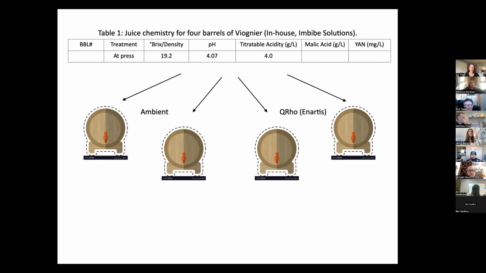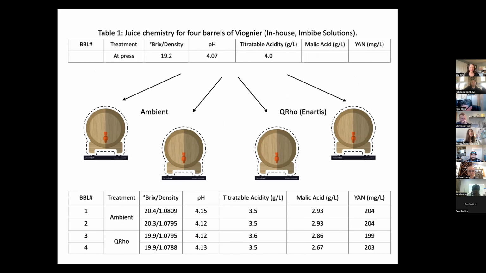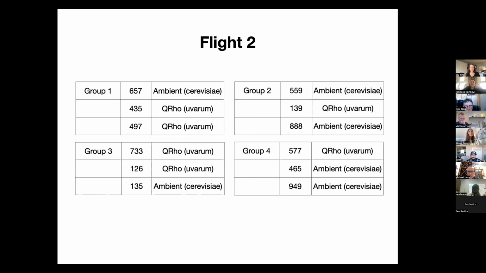We did look at the juice chemistry right then. And again, you can see we're starting at that really high pH, which just confirms to us that Viognier is a good option for this particular experiment. We did take more chemistry, but it basically told us the same thing.